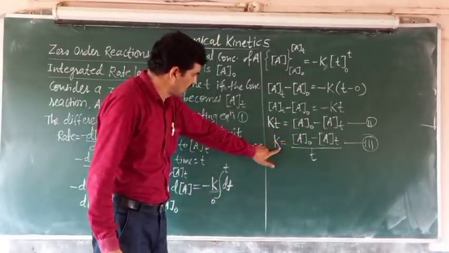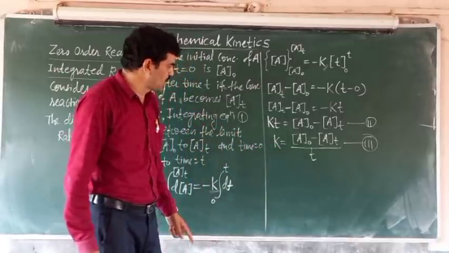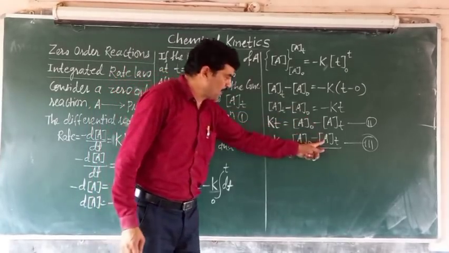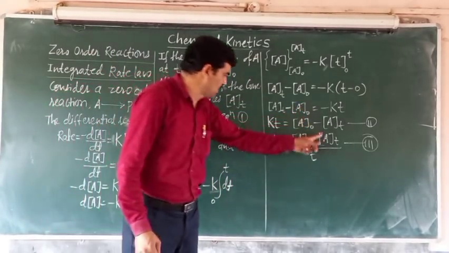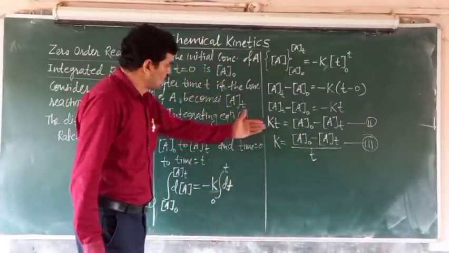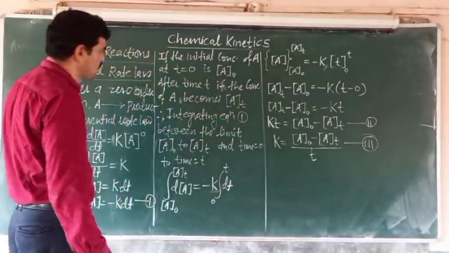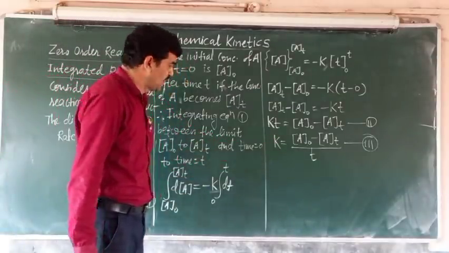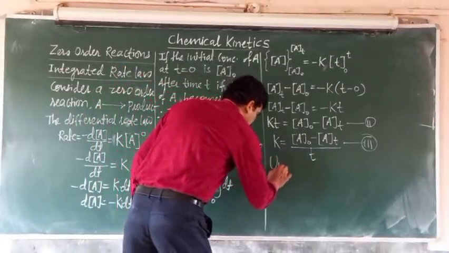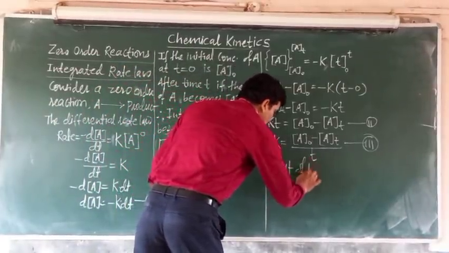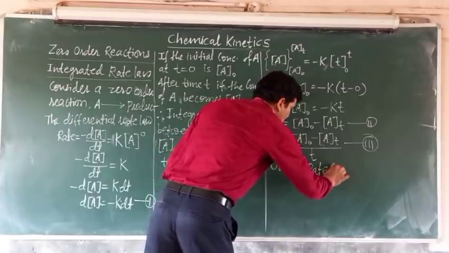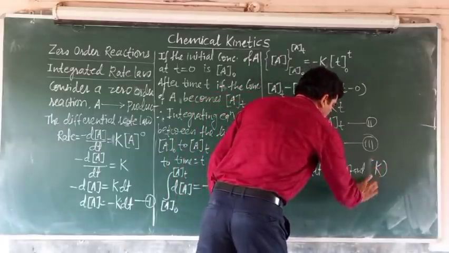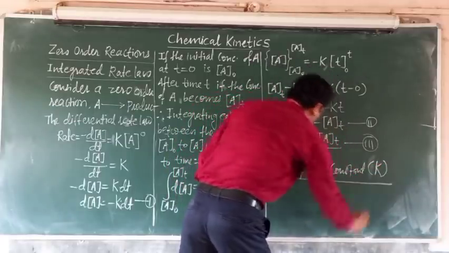In this equation, k is the rate constant of the zero order reaction. A0 represents the initial concentration of the reactant. At represents the concentration of the reactant after time t, and t is the time. This is the integrated rate law of the zero order reaction. Now from the integrated rate law, we can find the unit of the rate constant, that is the unit of k.